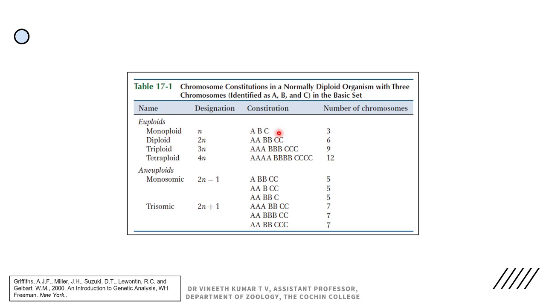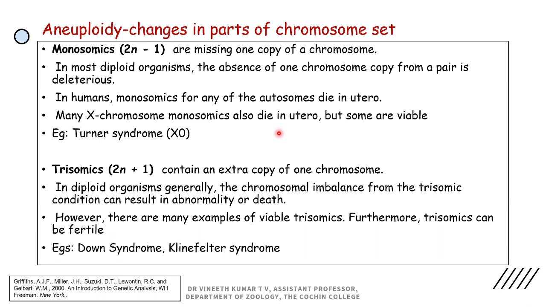So aneuploidy is just a change in the chromosome number. The different types: monosomy, which is 2n minus 1, is a missing copy of one chromosome. In most diploid organisms, the absence of one chromosome from a pair is usually deleterious. In humans, monosomics usually die in utero. Many X chromosomal monosomics also die in utero, but some are viable.